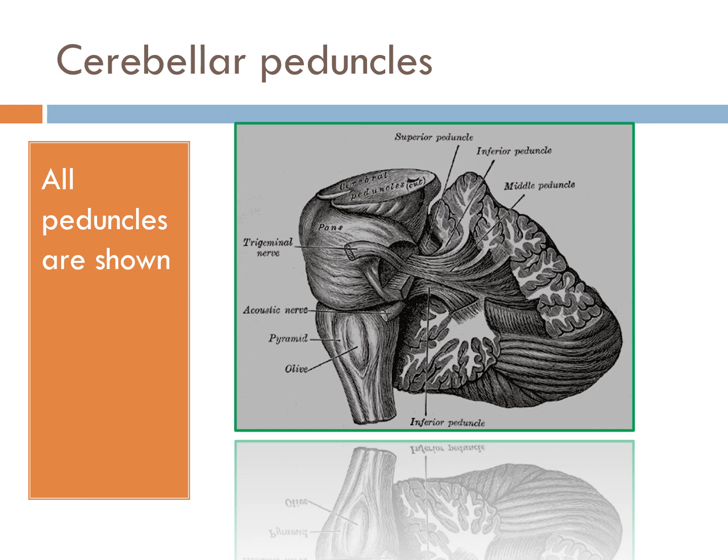So in this picture all peduncles are shown, you can appreciate. So this is the superior peduncle and this is the inferior peduncle and this is the middle peduncle. We have learnt already. So this is the inferior peduncle and this is the middle peduncle and here is the superior peduncle.